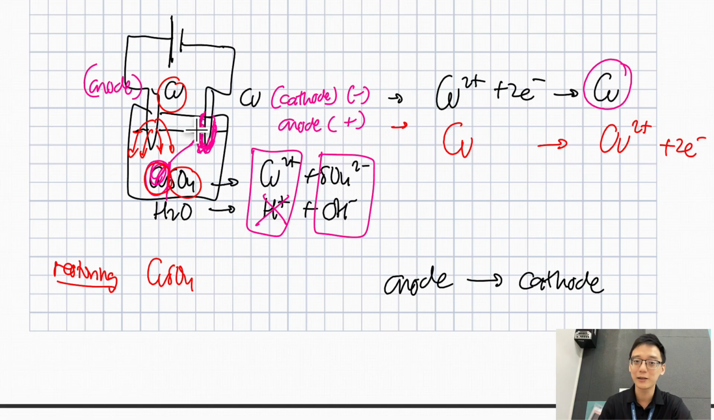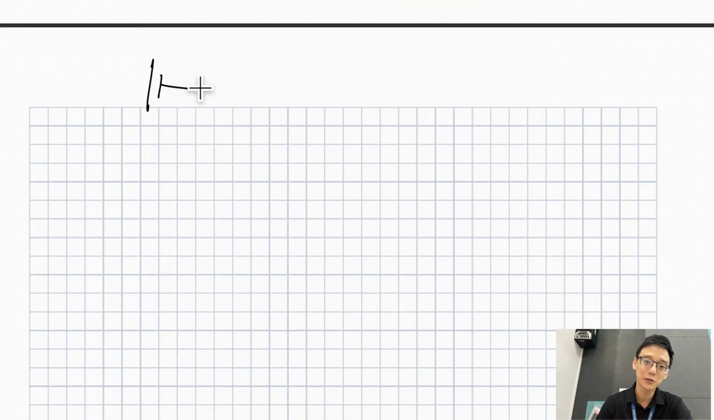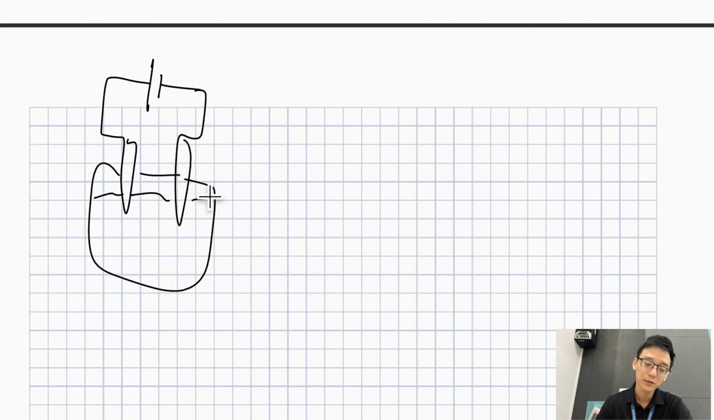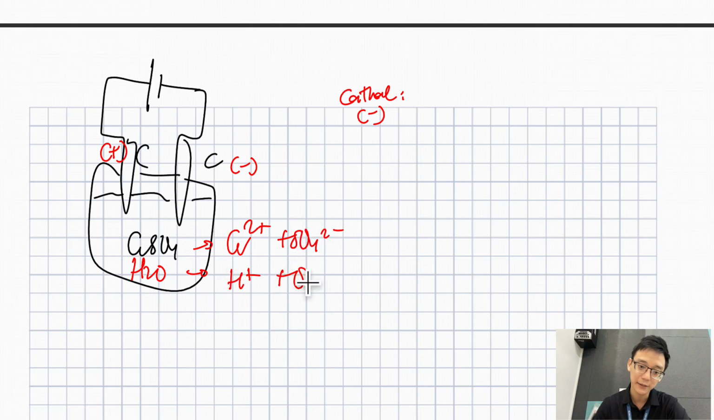What if we just use normal graphite in this case? Just to give you an idea. So this is CuSO4, this is graphite and graphite, unreactive. This one will be negative, this one will be positive. At the cathode, because this is negative, and water also exists here, CuSO4 becomes Cu2+ and SO4 2-, and water gives H+ and OH-. Negative will attract one of the positive ions, so still Cu2+ will win.